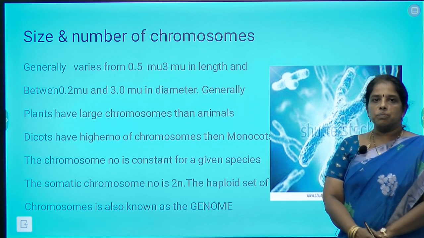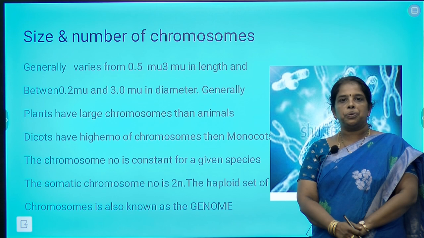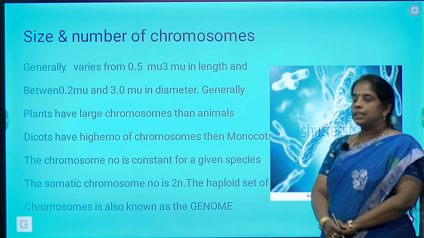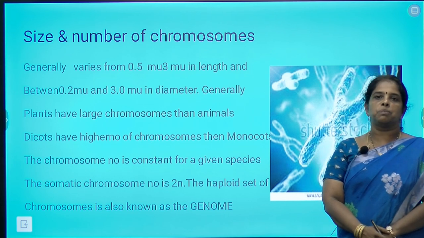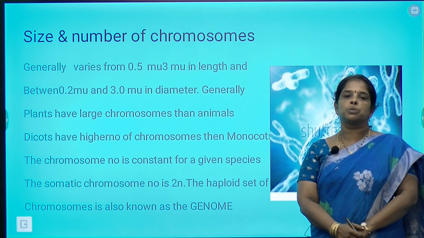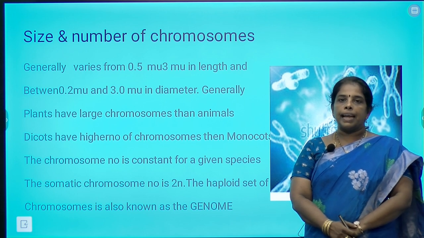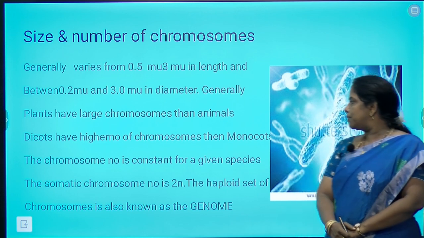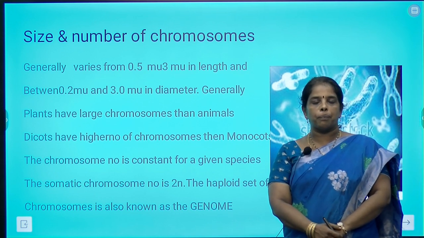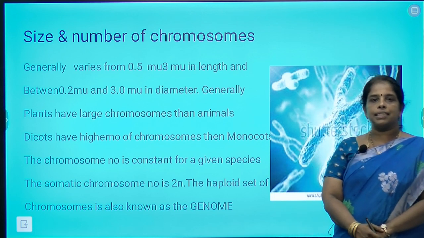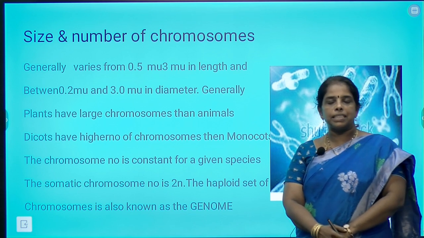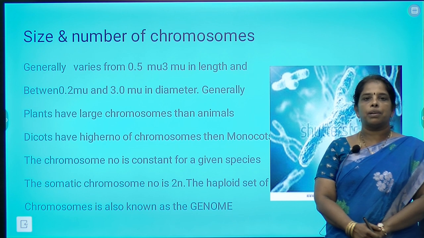The chromosomes vary from 0.5 mu to 3 mu in length and 0.2 to 0.3 mu in diameter. Generally, plants have larger chromosomes than animals, and dicots have a higher number of chromosomes than monocots. The chromosome number is specific for a given species. Human beings have 23 pairs of chromosomes, onions have 24 pairs of chromosomes. That means each species has a specific number of chromosomes.